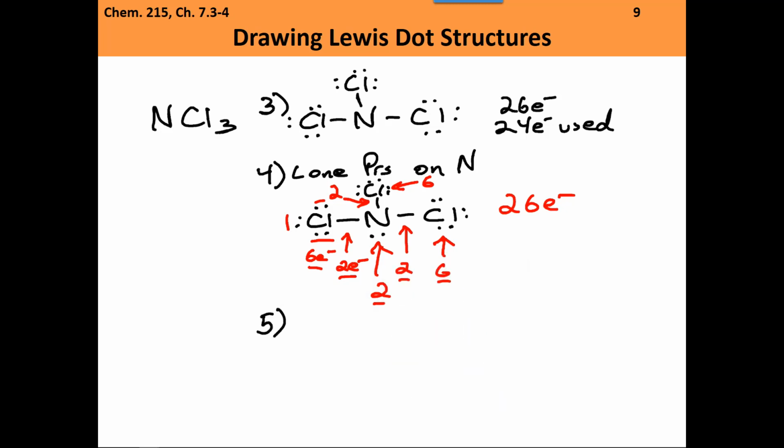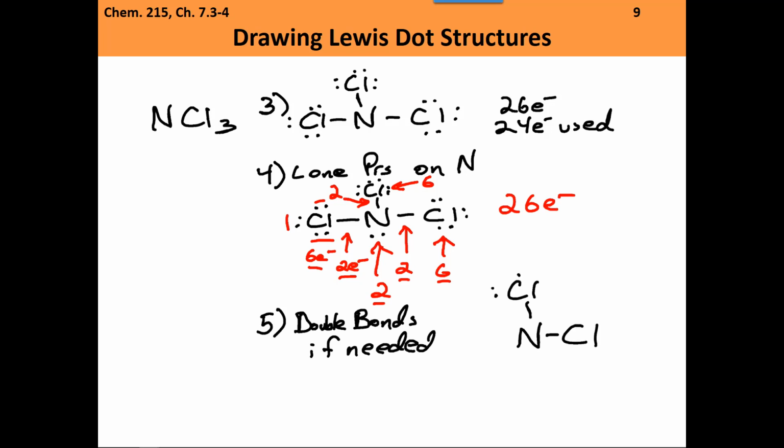Notice step 5 would be to make double bonds, but only if needed. Well, I already have a happy nitrogen with an octet, happy chlorines with an octet, so I don't have to make any double bonds. So this is my Lewis dot structure. Step 6 is notation. NCl3 is not an ion, so I don't have to do that. So here's my final Lewis dot structure.